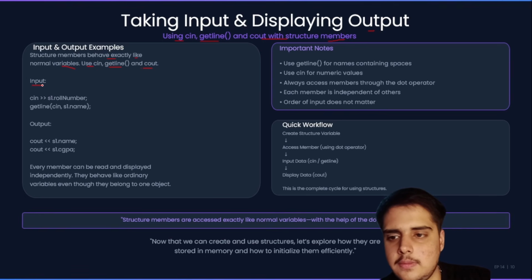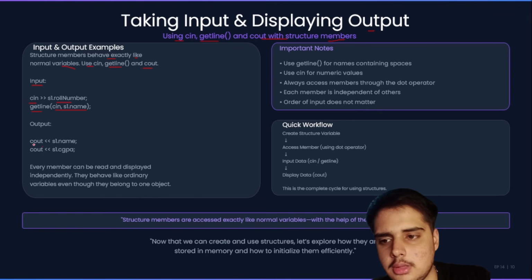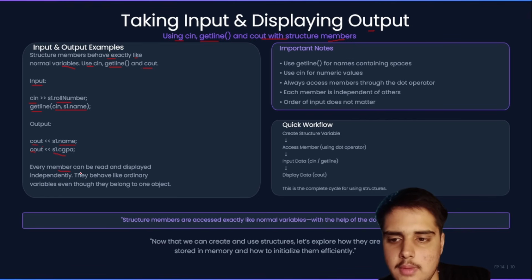Like here, if input is cin s1.roll number and then getline cin s1.name. The output is cout s1.name, cout s1.cgpa. So every member can be read and displayed independently. They behave like ordinary variables even though they belong to one object.